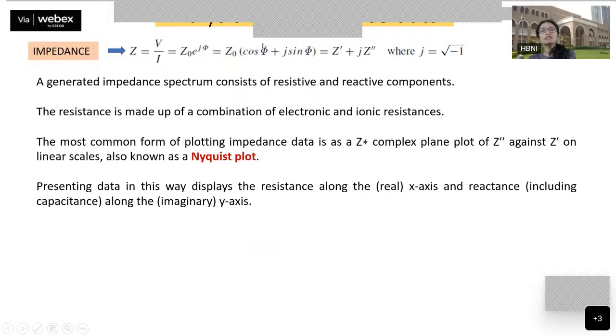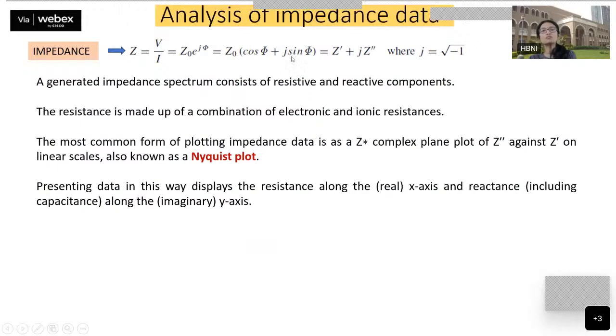So now, this is nothing but the real term, and this j basically is the square root of -1, which is your imaginary term. So a generated impedance spectrum consists of a resistive term as well as reactive components. And the resistance is made up of a combination of electronic as well as ionic resistance. The most common form of plotting impedance data is a complex plane plot of the imaginary part against the real part on a linear scale, and this is known as a Nyquist plot.